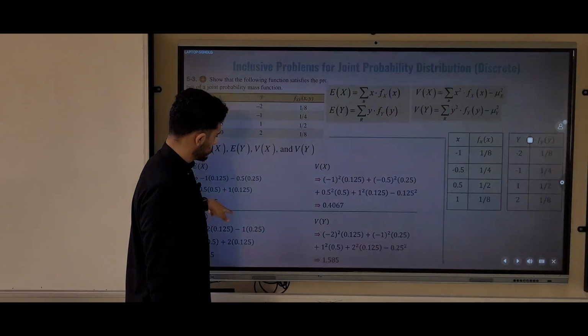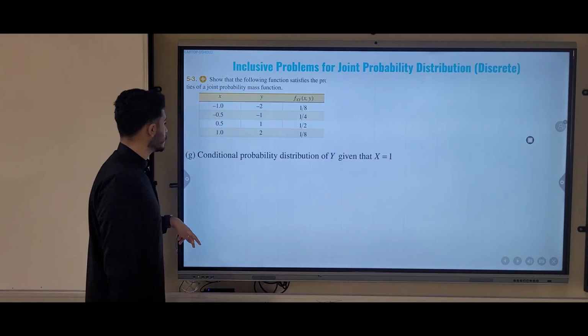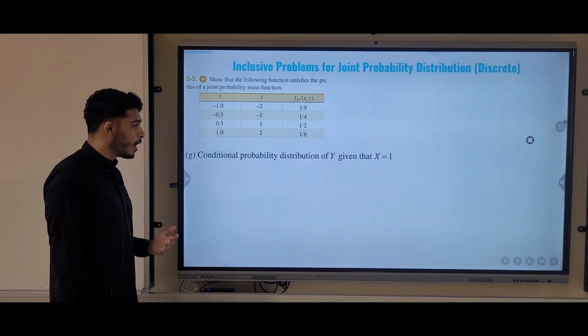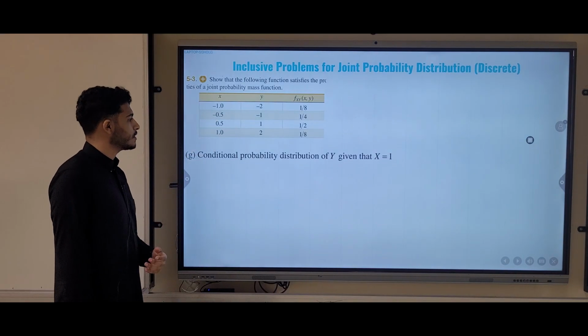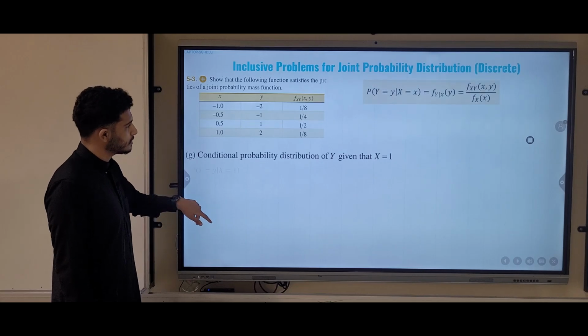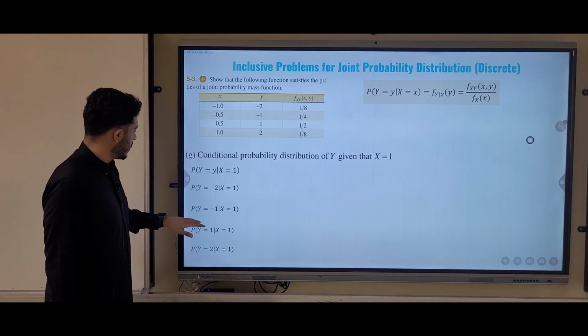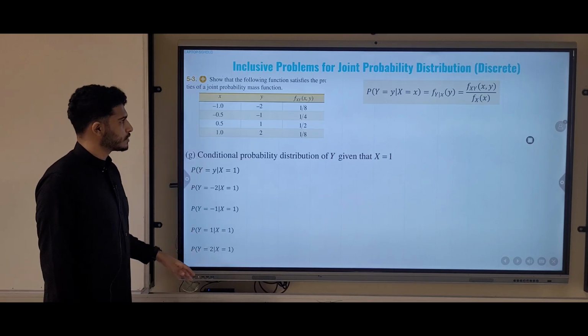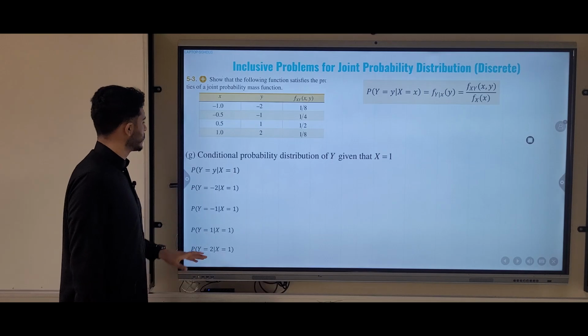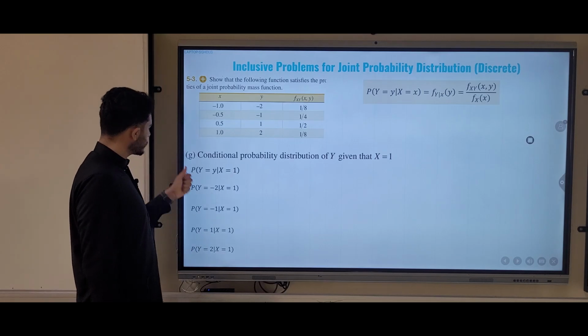Are we done? No, we're not. Conditional probability distribution of y given that capital X equals 1. Let's have the functions in here, and we're not necessarily going to need the function. Actually, I solved it using the function. Let me continue with that. So let's start with the first one.